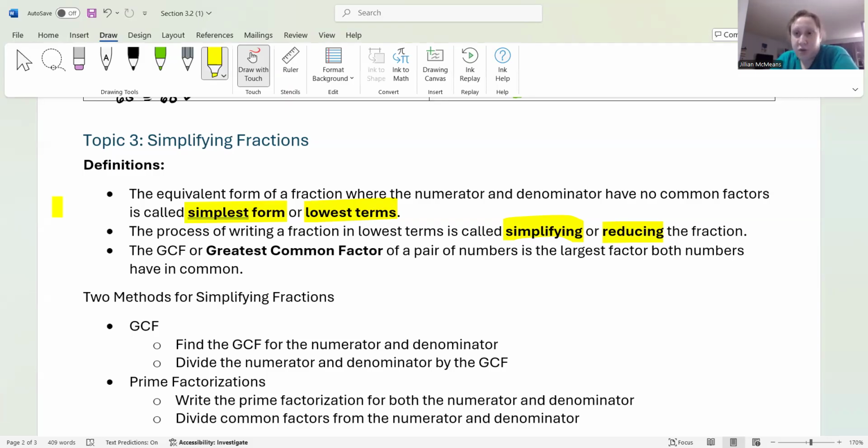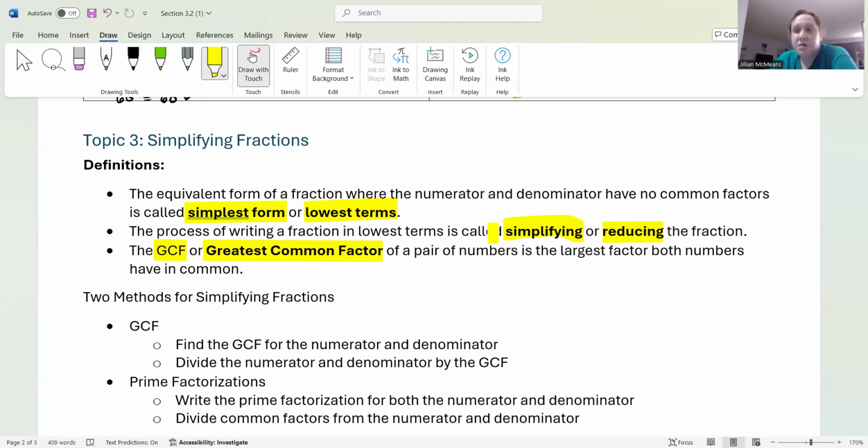Now, we have two methods, I already told you that. And for the first one, we do need a definition to understand the method. So we have something called the GCF in math. The GCF, also known as the greatest common factor. I will generally call it the GCF just because the greatest common factor is a mouthful and it's a lot to write. But if you're looking at the greatest common factor of a pair of numbers, it's the largest factor both numbers have in common. It's quite literally exactly what it's called. It's the greatest factor things have in common.